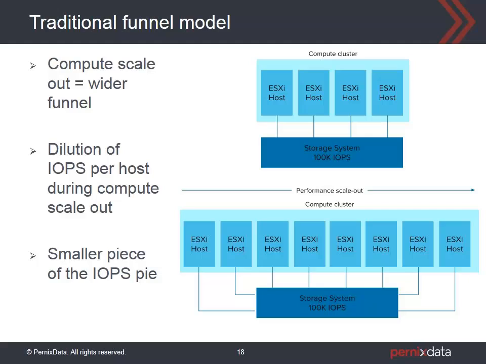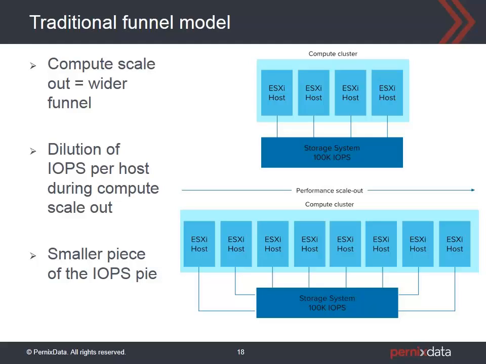So at the top, you have a compute cluster, 4 hosts, and it's connected to a storage system that delivers 100K of IOs. Now, when you add more virtual machines, at one point you need to add more ESX hosts. That does sound familiar in your environment, right?